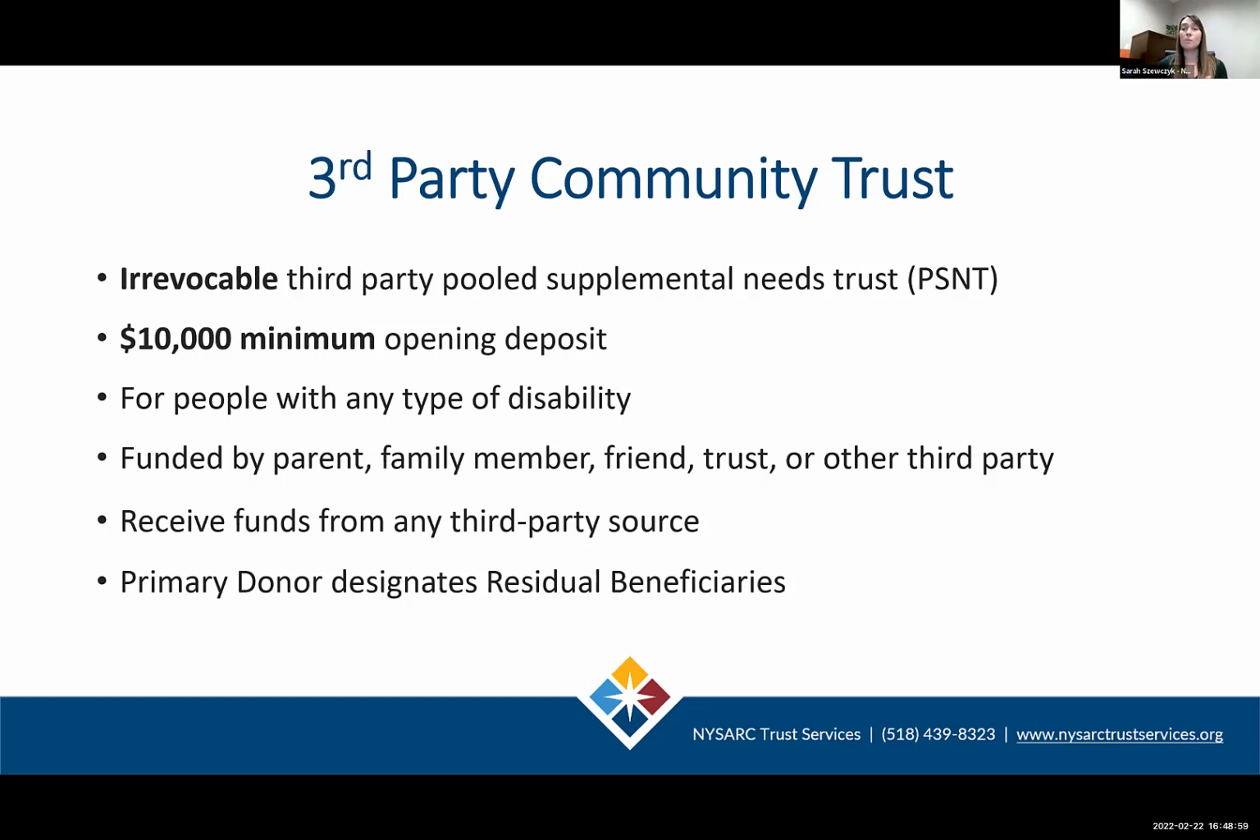And as I've mentioned, there's no payback provision to Medicaid for this trust program. So NYSARC does not retain any of the money that's in the trust account upon the death of the individual. And so the primary donor, who is the individual who establishes the account and is the primary person donating funds into the trust, will designate residual beneficiaries on the application when they join the program, of who should receive the assets that are in the trust upon the death of the beneficiary.